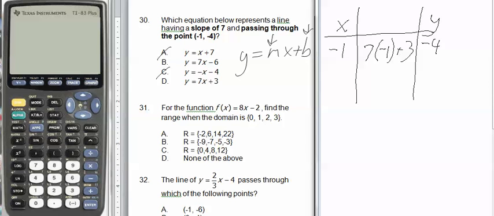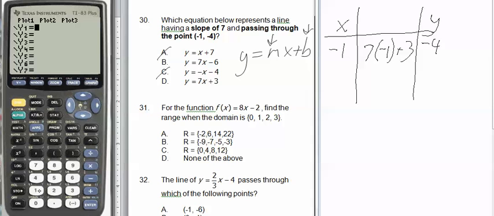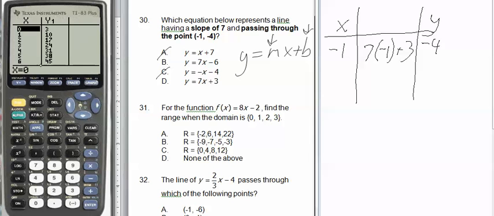The other way we could have done this on the calculator is we could have just taken these two different values and put it in our y equals and seen if it's on the table or not. So go second table, and we see the point -1, -4 is on that table, so it would be D.